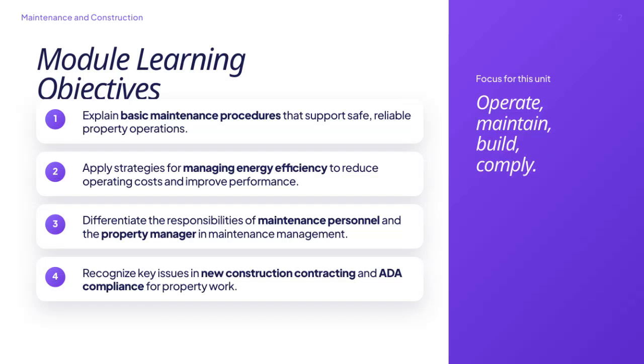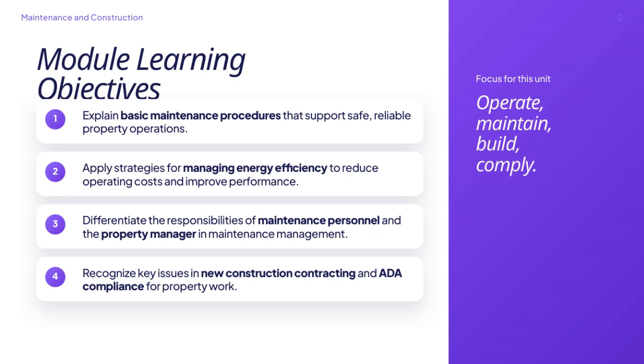In this module, we'll cover several important learning objectives centered around maintenance and construction. First, we'll explain basic maintenance procedures essential for ensuring safe and reliable property operations. This is crucial because proper maintenance keeps everything running smoothly and prevents costly issues. Next, we'll look at strategies to manage energy efficiency, helping to reduce operating costs and improve overall performance. This is not only good for the budget, but also for sustainability.